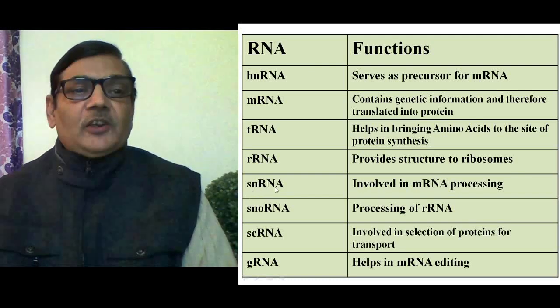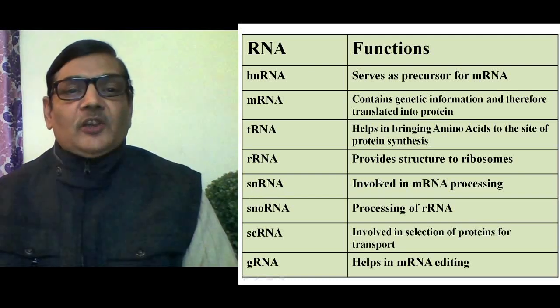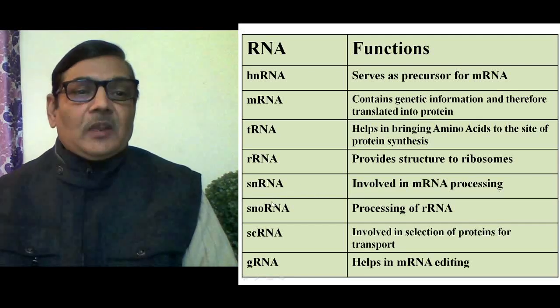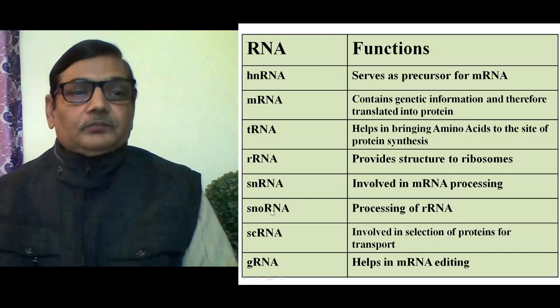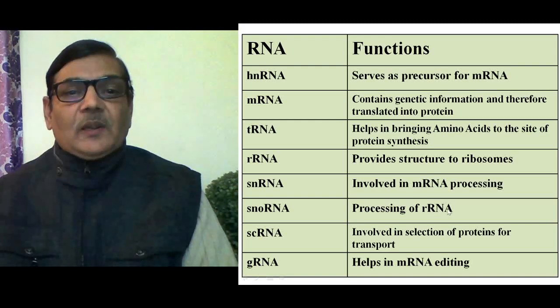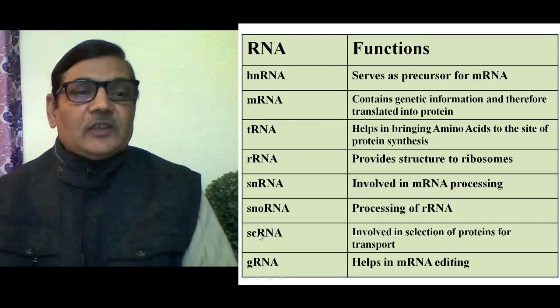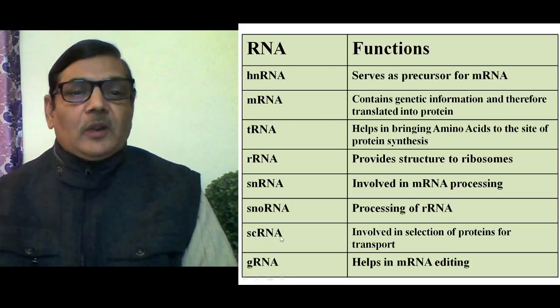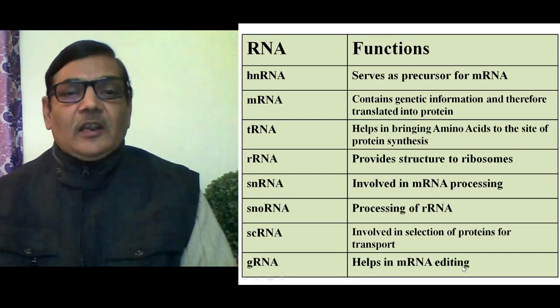Then there are small nuclear RNA molecules which are involved in messenger RNA processing. So they are found in the nucleus. Then there are small nucleolar RNA molecules. They are used for processing of ribosomal RNA. Then small cytoplasmic RNA are required. They are involved in selection of proteins for transport purposes. And guide RNA are also there, found in the cytoplasm. They help in messenger RNA editing.